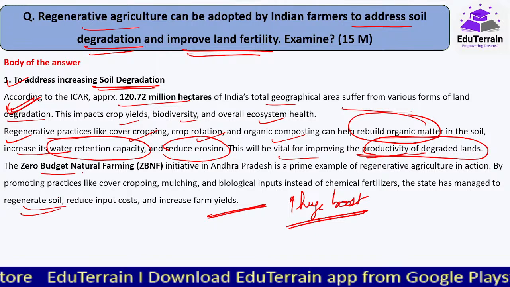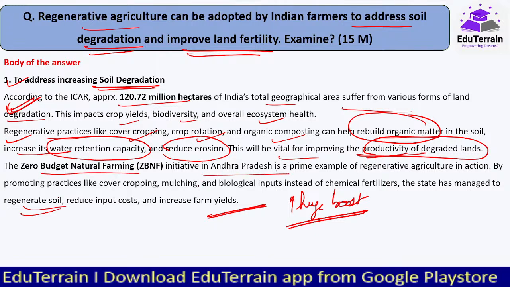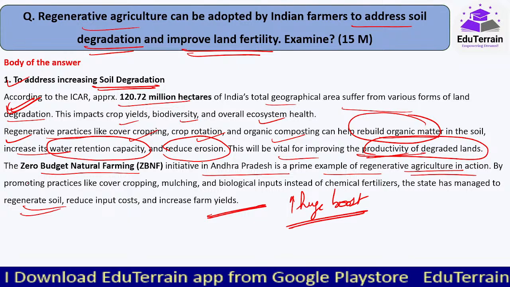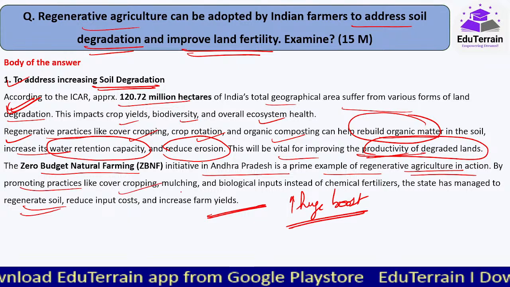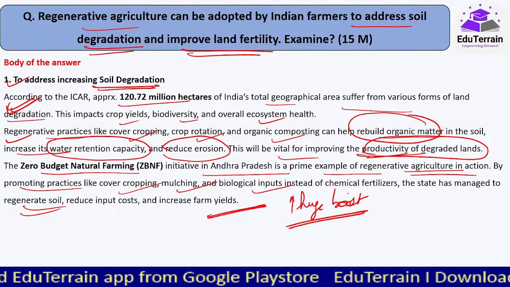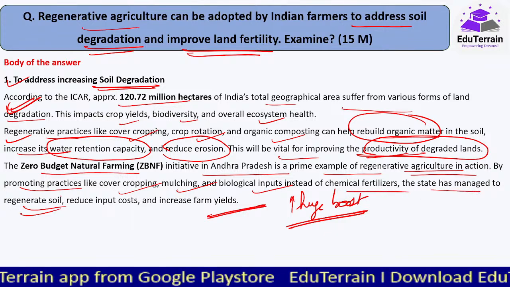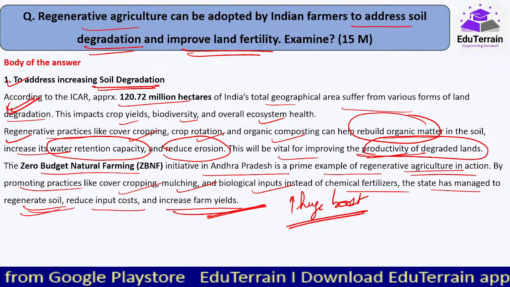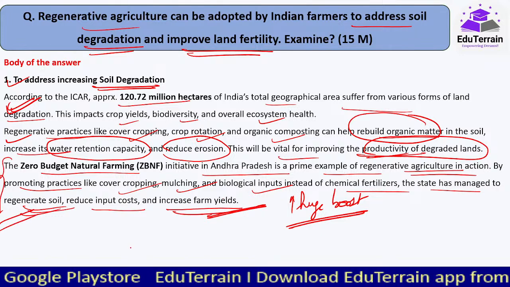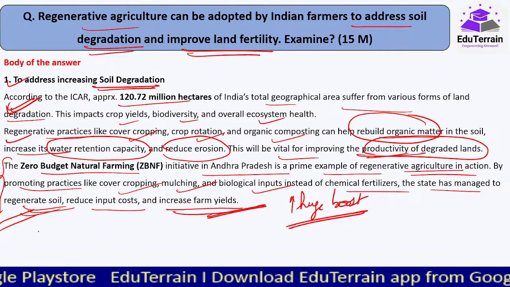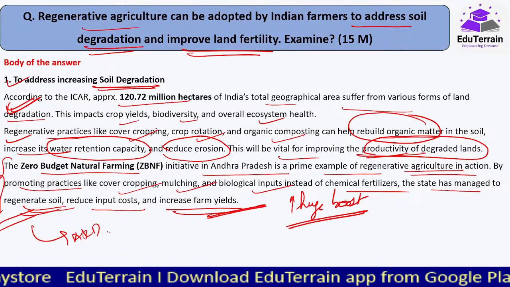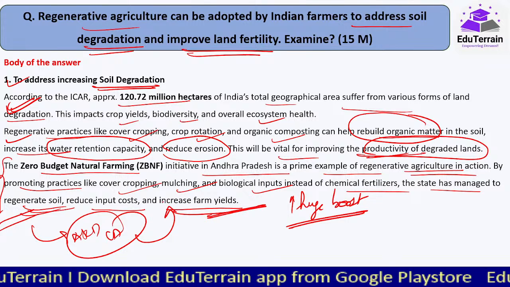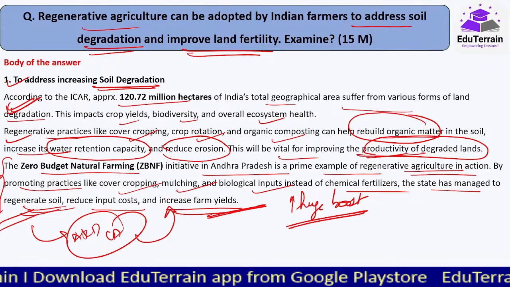So here the zero budget natural farming initiative in Andhra Pradesh is a prime example of regenerative agriculture in action. By promoting practices like cover cropping, mulching, and biological inputs instead of chemical fertilizers, the state has managed to regenerate soil, reduce input cost and increase farm yields. Now where will you get these examples? These all you will get from the regular current affairs. Only this example I have taken from the same article which I shared on the Telegram few days back.